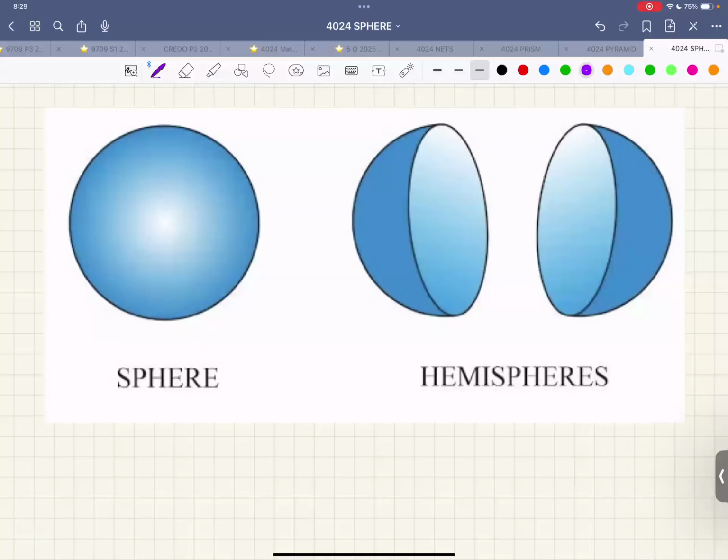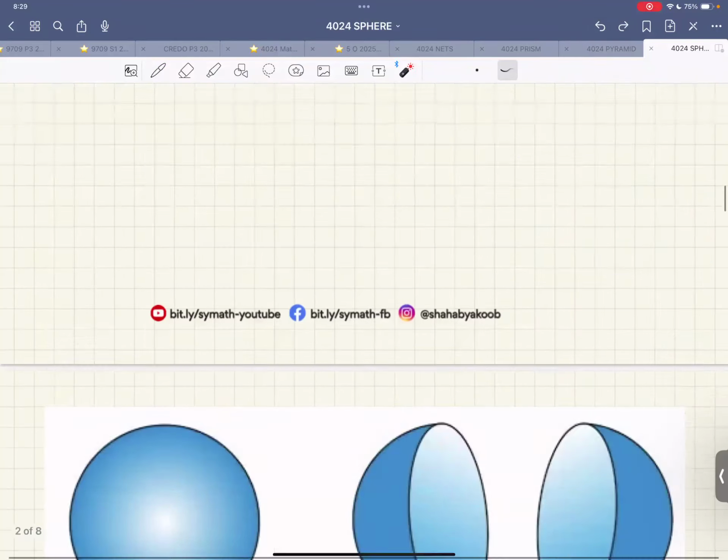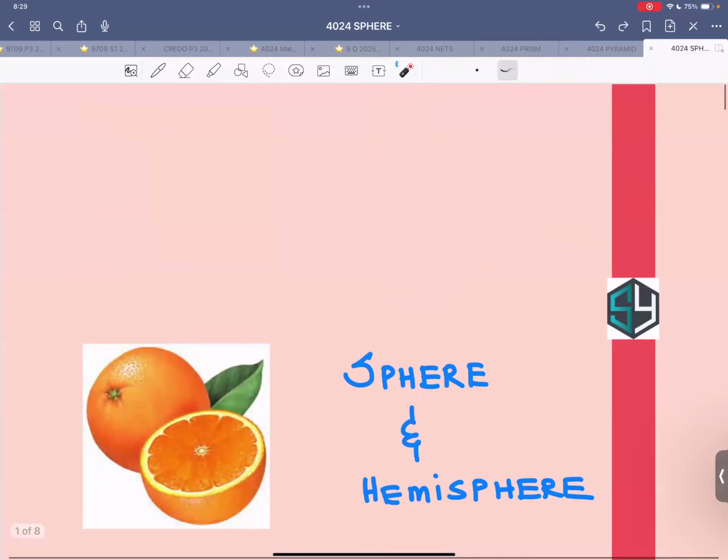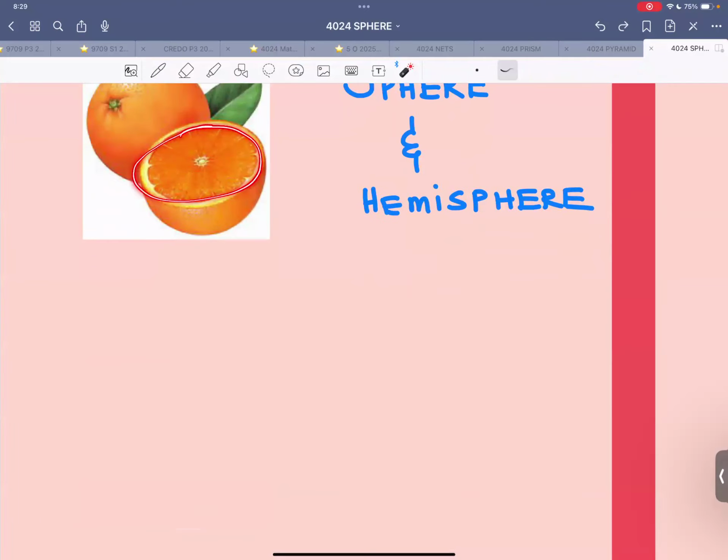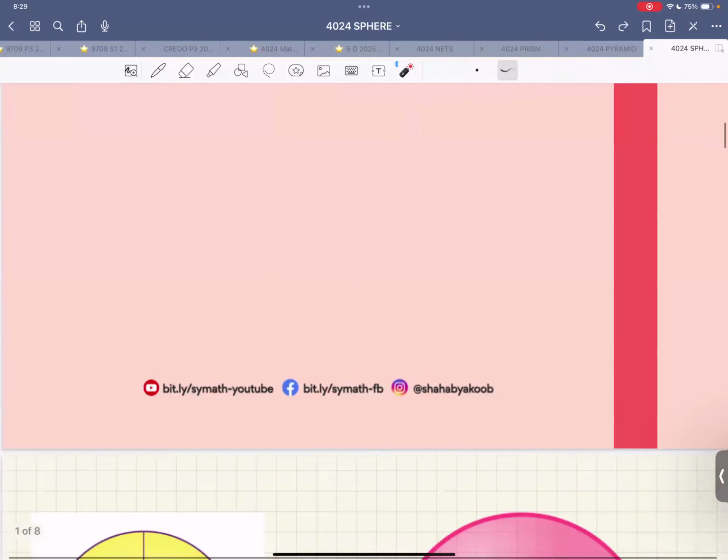When you cut a sphere into half like this, what you create are hemispheres. And that's the most beautiful example. I hope everyone likes oranges. And that's how you cut into 2 equal halves.